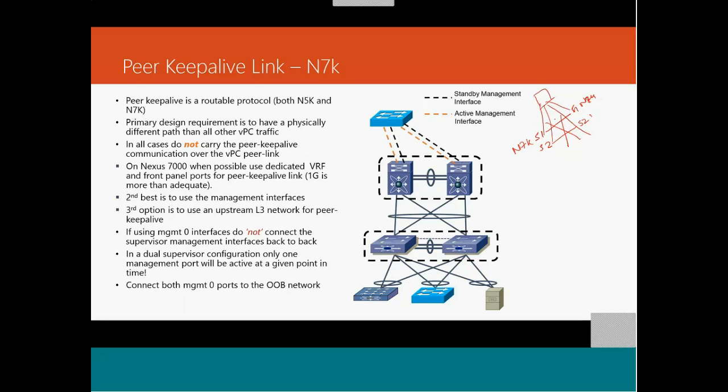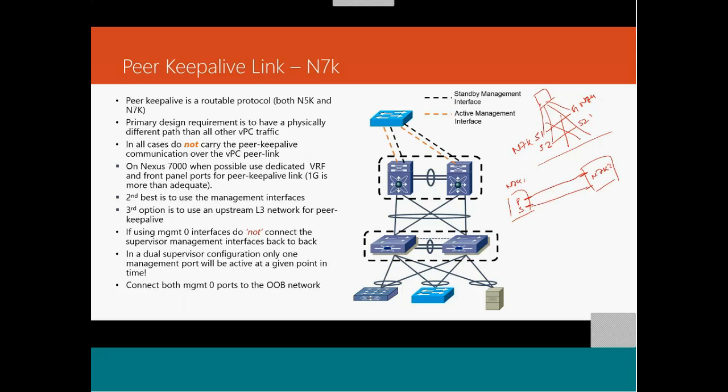Now, why is this design recommended? Think of it as a scenario. Say this is the primary supervisor, this is the secondary supervisor, N7K1, N7K2. This is the primary supervisor, this is the secondary supervisor, right? Now suppose they are directly connected. Now what is compromised? Your peer Keepalive mechanism is compromised there, right?